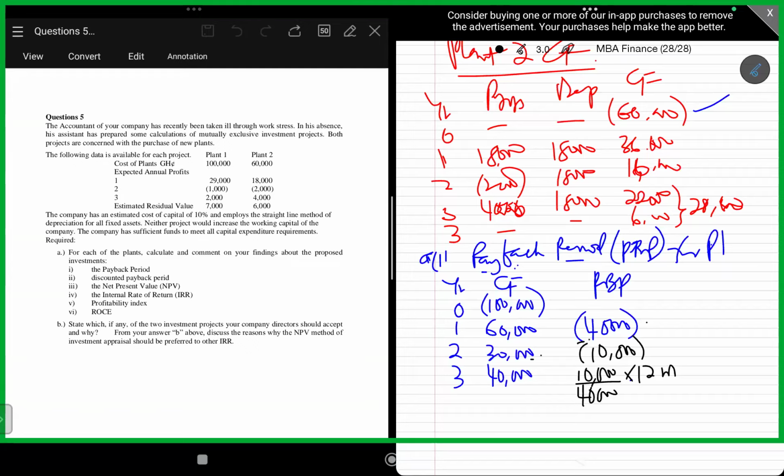Are we good? Yeah. So calculate it and tell me, don't use your head. Use the calculator. So in year 1, if it was 40,000 and then year 2, the cash flow was 20,000, is that the same thing you do?